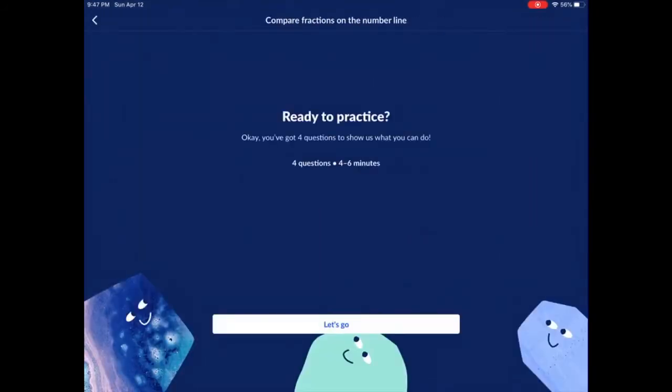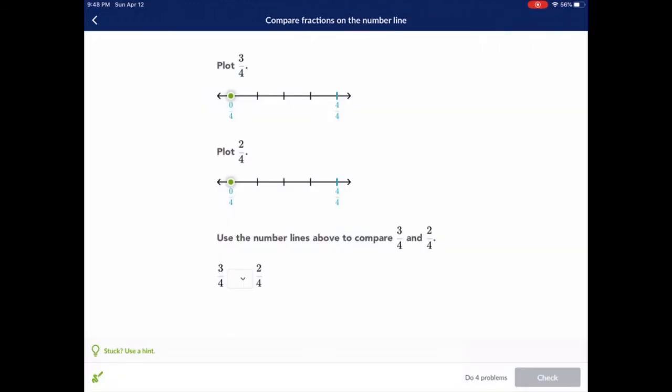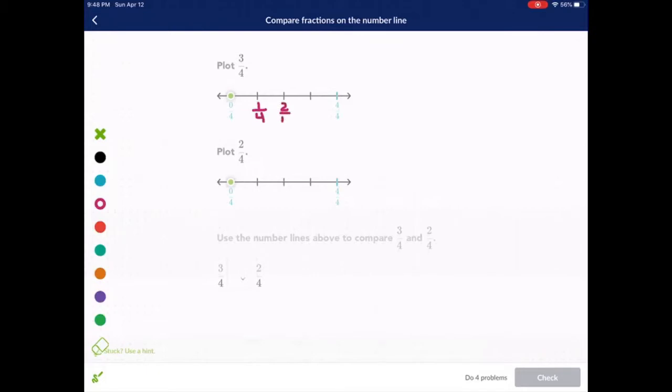All right, so I'm going to go back, and let's look at this one. Compare fractions on the number line. Okay, ready to practice. We're going to do one problem from here. Plot 3/4, it's telling us. Okay, I remember doing this last time. But, so we're starting at 0/4, and we end at 4/4. So I'm just going to start numbering it. 1/4, 2/4, 3/4. Okay, so I know I need to put my dot above 3/4.